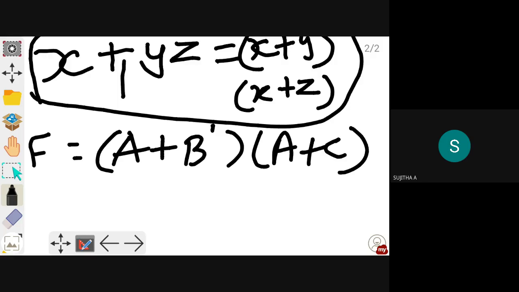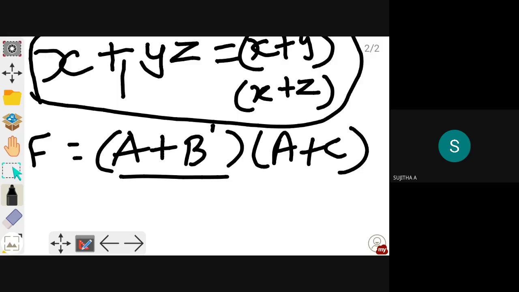But what is the max term here? Max term is missing here. In each max term also, you have to have all the variables. If you take the first term, a plus b dash, c is missing. So in a max term, all the variables should be present in a single term. So here what is missing?